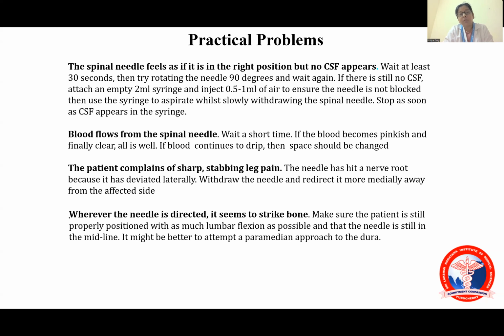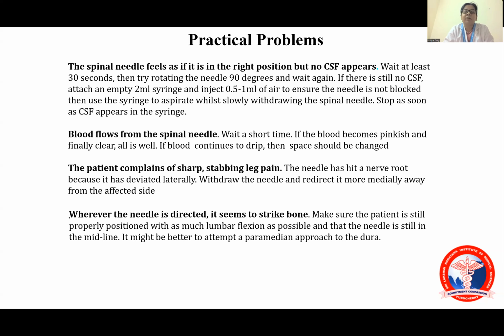Next practical problem is patient complains of sharp stabbing leg pain. The needle has hit a nerve root. That is why the patient is complaining of leg pain. So what should be done? We should withdraw the needle and redirect it more medially, away from the affected side.